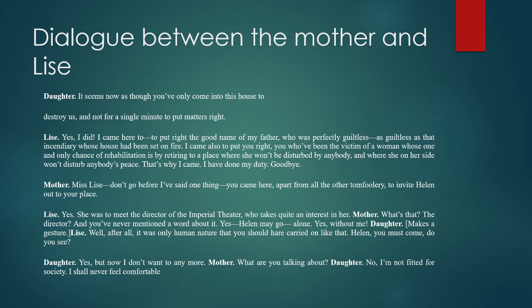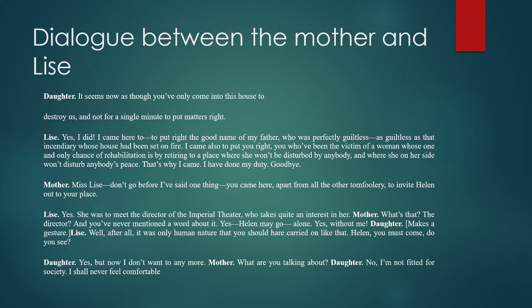Lise says, "Yes, I did. I came here to put right the good name of my father, who was perfectly guiltless as that incendiary whose house had been set on fire. I came also to put you right. You have been the victim of a mother whose one and only chance of rehabilitation is by retiring to a place where she won't be disturbed by anybody and where she, on her side, won't disturb anybody's peace." So this is the clear intention of Lise for why she came there. She wants to take Helen away from that mother and she wants the mother lonely.